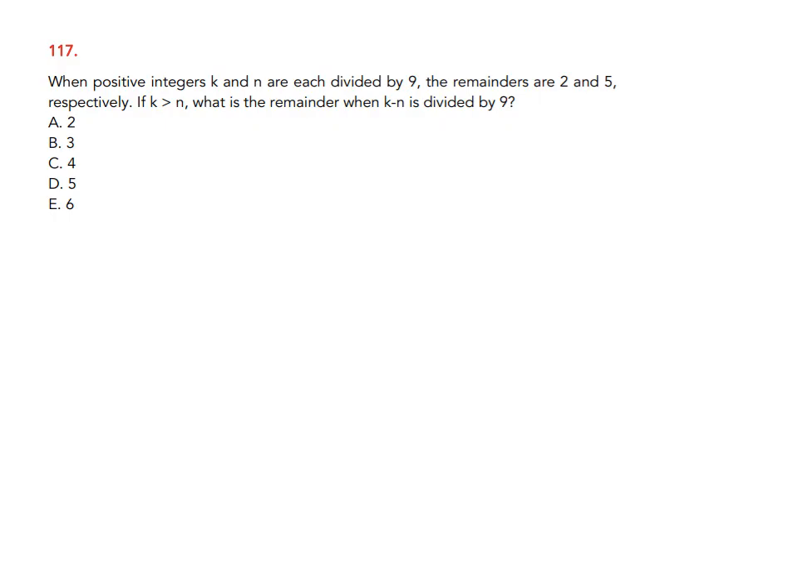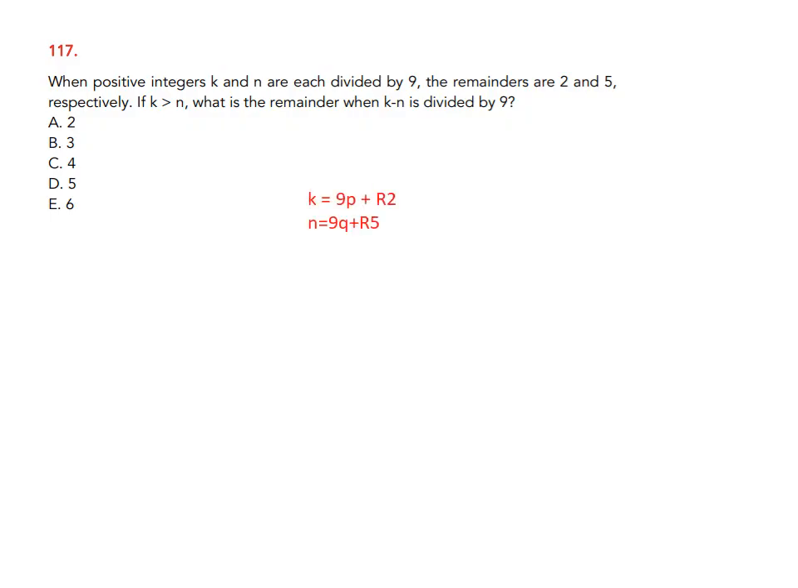When positive integers k and n are each divided by 9, the remainders are 2 and 5 respectively. If k is greater than n, what is the remainder when k minus n is divided by 9? So there is a condition. The condition is k greater than n.